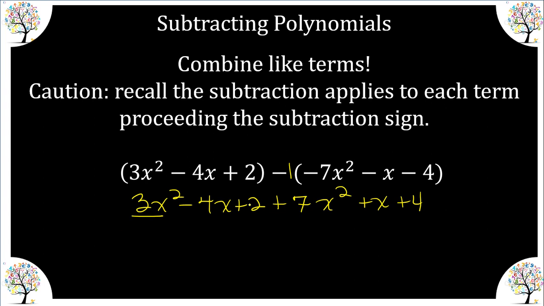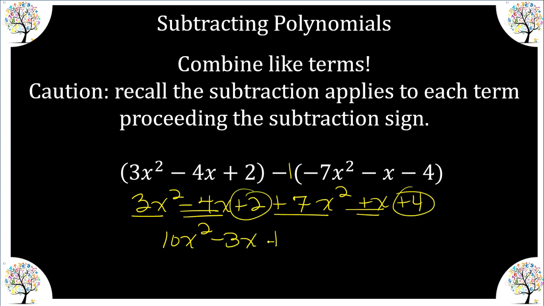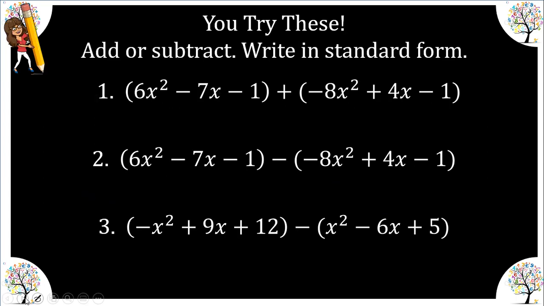Now we're just going to combine like we did before. So we have 10x squared minus 3x for my linear term, and then my constants give me plus 6. So again, we have a quadratic because of the degree of 2, trinomial because we have 3 terms. Okay, guys, pause the video, write these in your notebook, and when we come back, we'll go over them together.